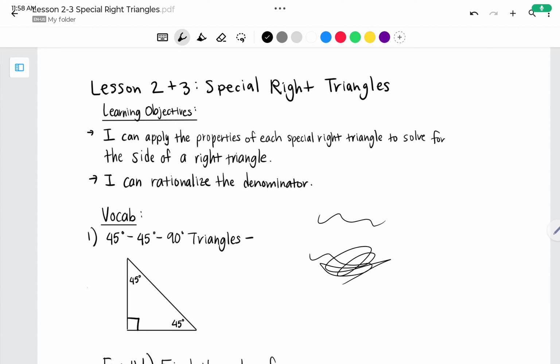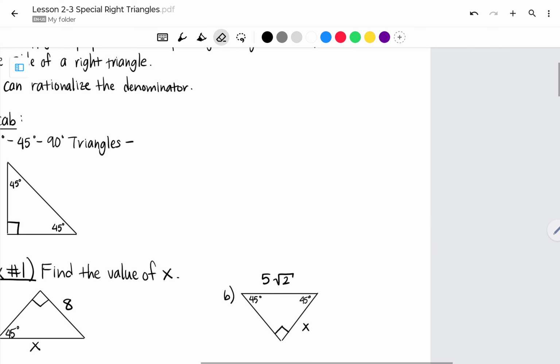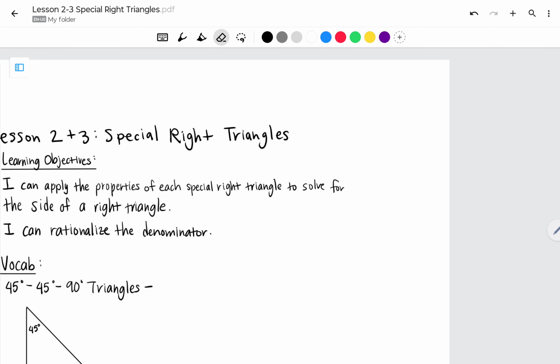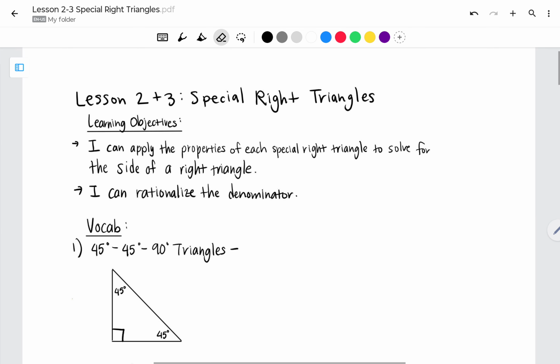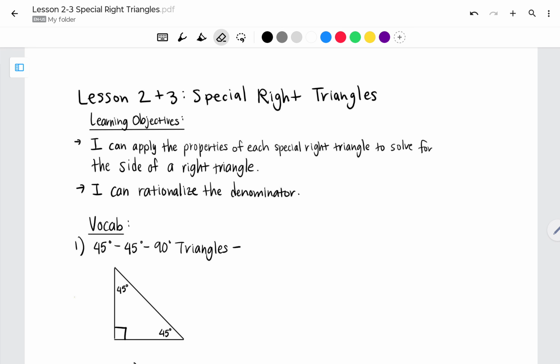Okay, so I am going to go over lesson 2 and 3. We skipped lesson 2 and 3 in the book, and I just wanted to go over it with this worksheet because I felt like it gave more example problems. But this lesson is very important for those of us that are going to take pre-calculus. A lot of the concepts we review in this lesson are very important for algebra 2 as well.